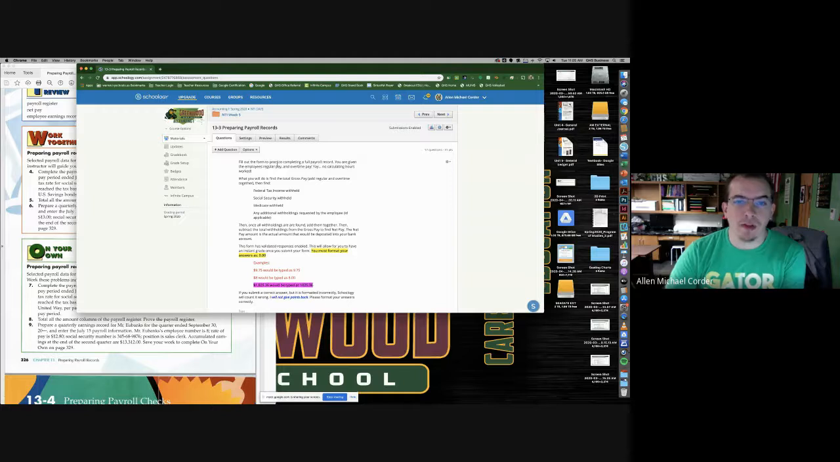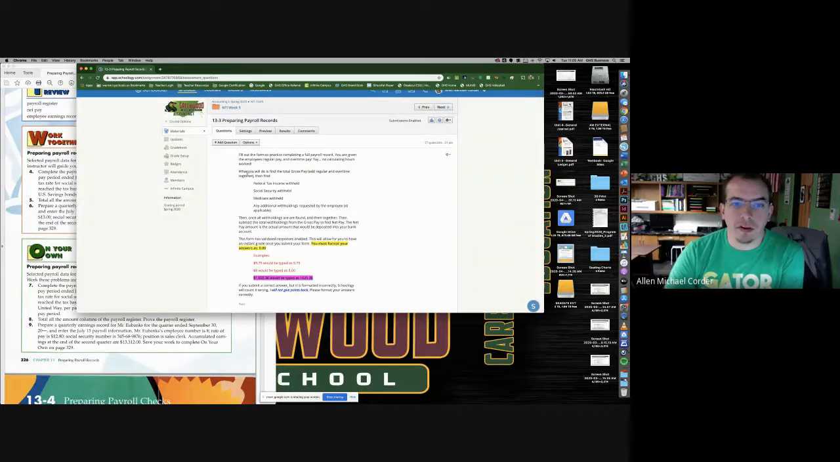Fill out the form to practice completing a full payroll record. I've given you the regular pay and the overtime pay. You don't have to calculate any hours. Okay, awesome. What you're going to do is find the total gross pay, which is adding regular and overtime together. And then you're going to find federal income tax, Social Security tax, Medicare tax, and any additional withholdings. These are your health care and your savings bonds.